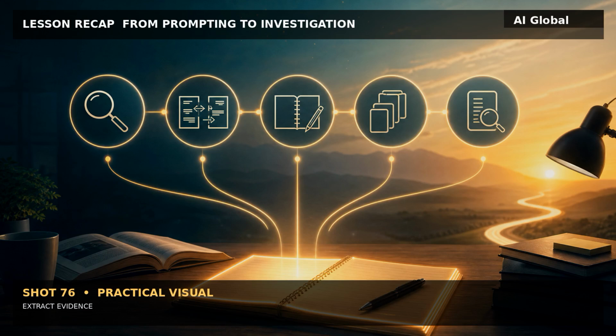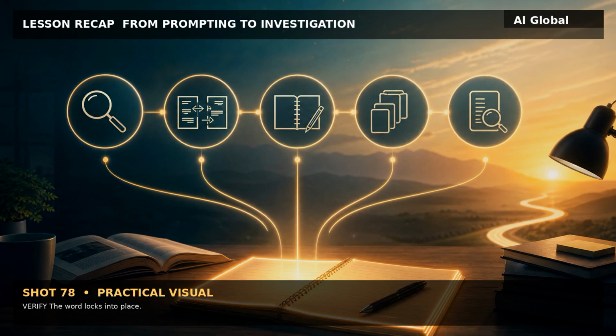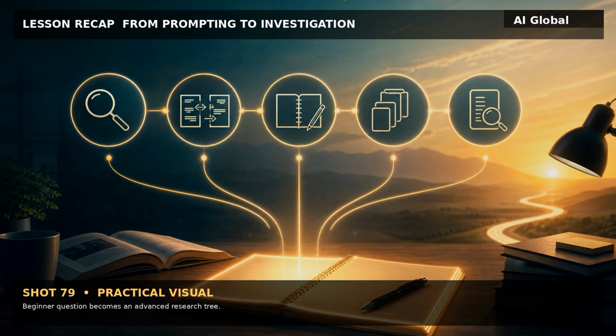Let's finish today's lesson by building an advanced question chain from one simple research question. First, ask what is happening. Then ask why it is happening. Then ask what evidence supports the explanation. Then deliberately search for counter evidence. And finally, ask what information is missing. This is the difference between asking an AI to give you an answer and using AI to conduct a structured investigation. Now is your final practical challenge.